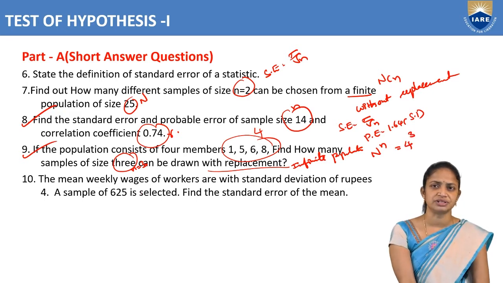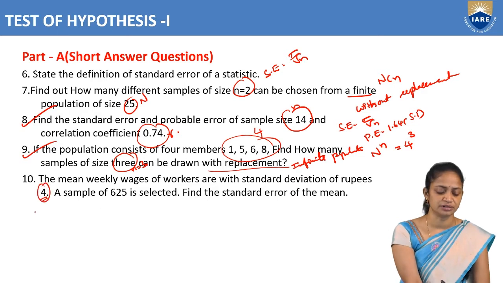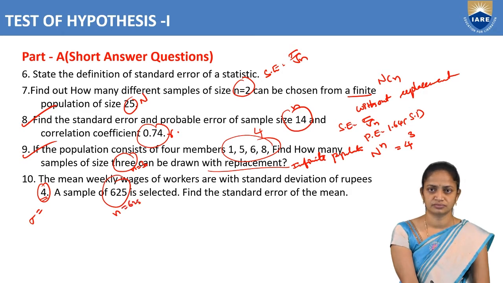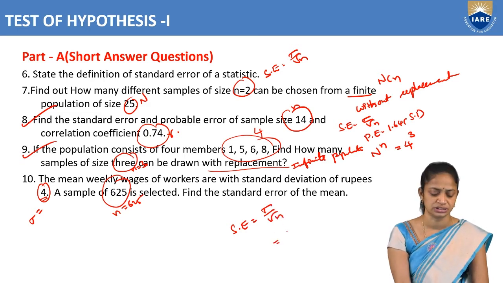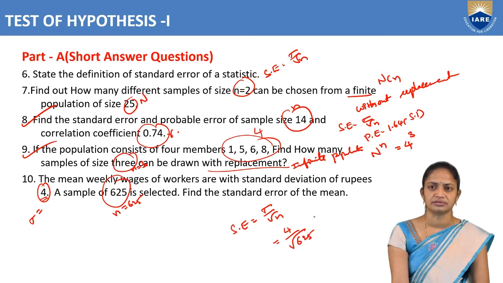Now coming to the next question: the mean weekly wages of workers are given with standard deviation of rupees 4, and a sample of 625 is selected. Find the standard error of the mean. Here sigma is 4 and sample size n equals 625. Therefore the standard error equals sigma by root n. Substituting the values, that is 4 by root 625. That is the standard error.